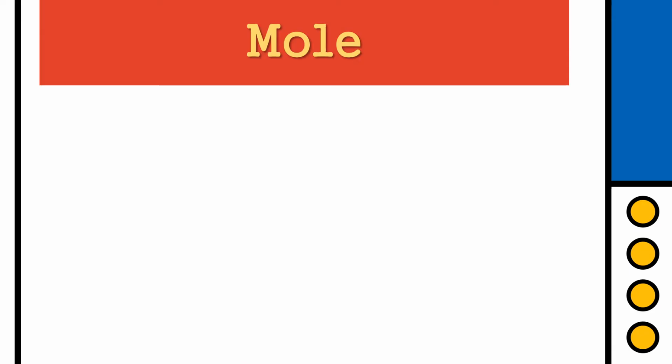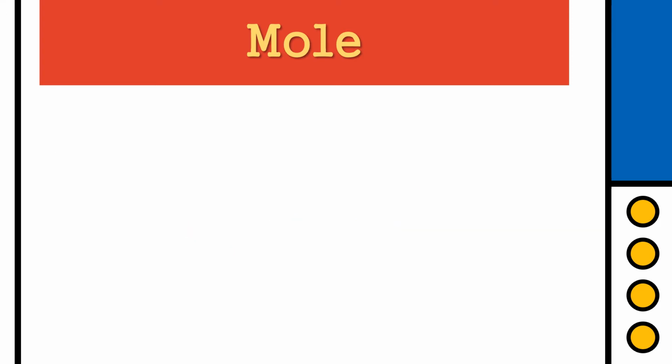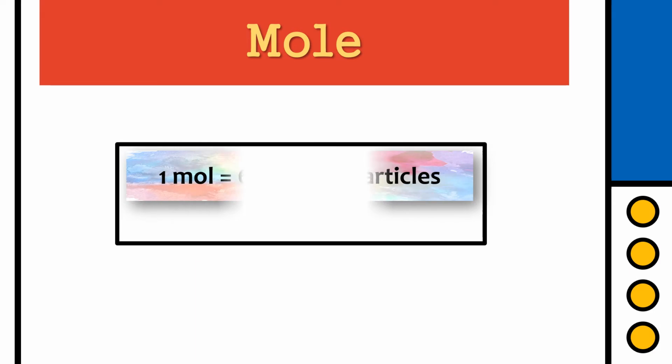So, what is mole? By definition, it's the amount of substance that contains the same number of particles. Particles kat sini kita refer kepada atoms, molecules or ions as there are atoms in 12 gram of carbon-12. So 1 mole equals 6.02 times 10 to the power of 23 particles. Meaning 1 mole of something adalah bersamaan dengan 6.02 darab 10 kuasa 23 partikel.